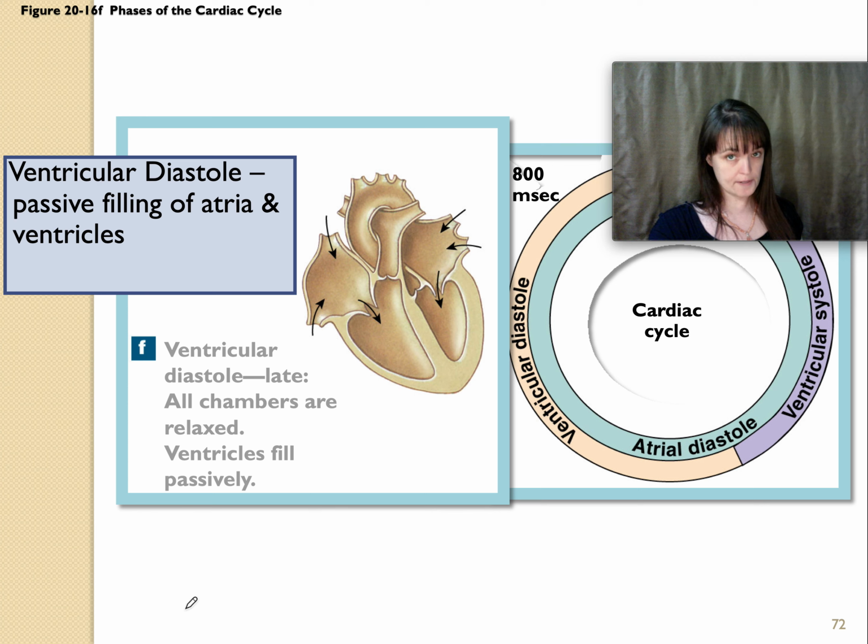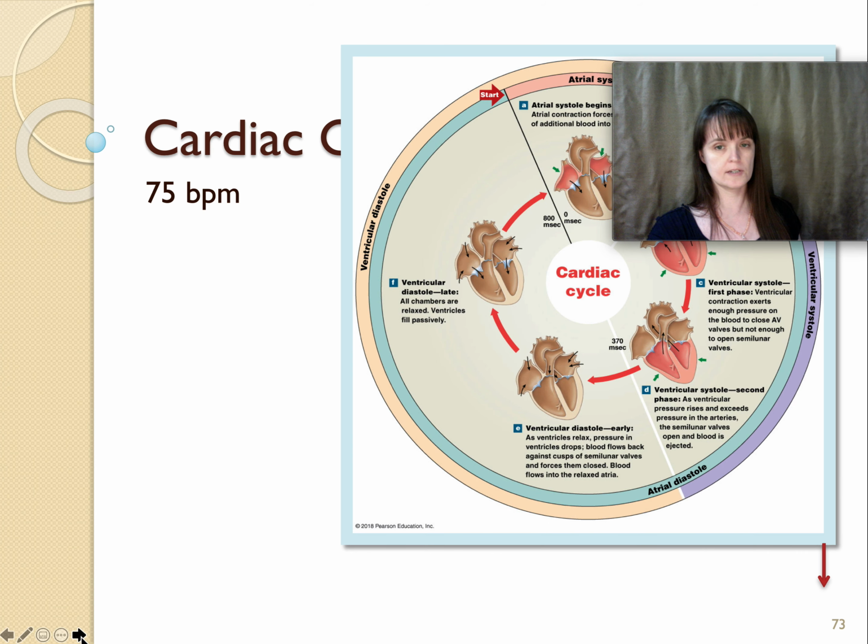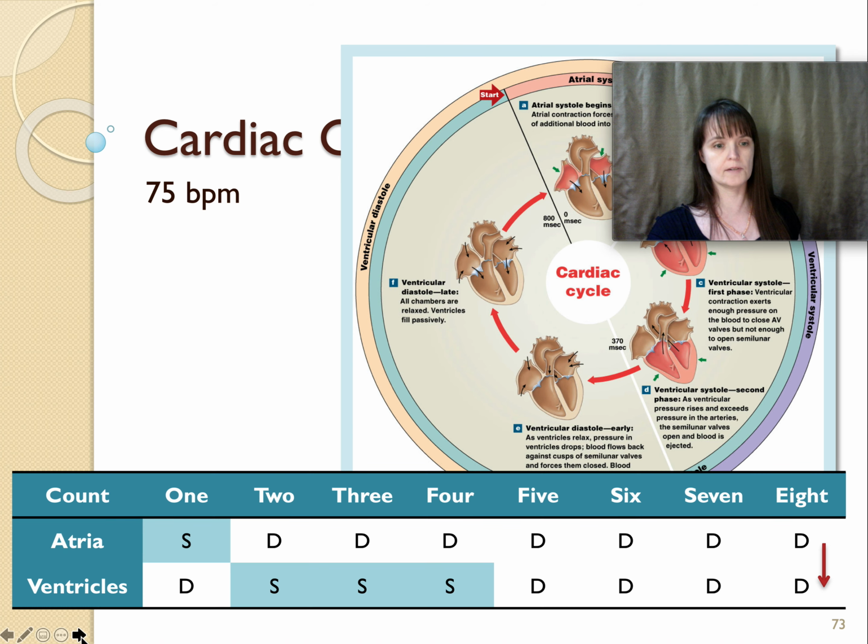All right, so if an average heart rate of 75 BPM, beats per minute, a single cycle lasts 800 milliseconds-ish. We can consider the events of the cardiac cycle as if they are happening on an 8 count, with about, the little tilde thing means ish, about 100 milliseconds in each count. Please use the text and figure 20.16 to fill in whether the atria and ventricles are in systole or diastole in each count. I believe I have that chart. Okay, there we go.